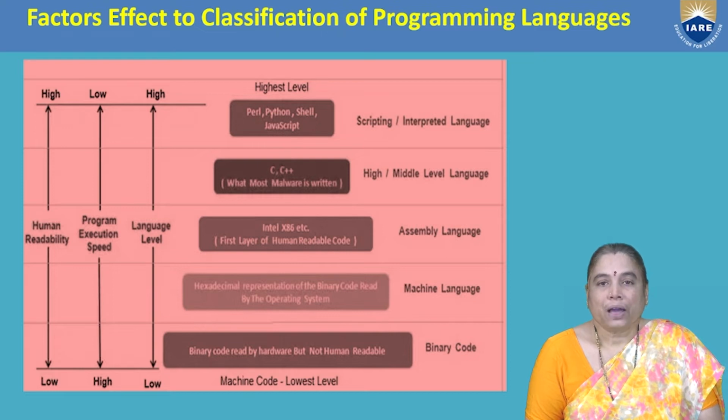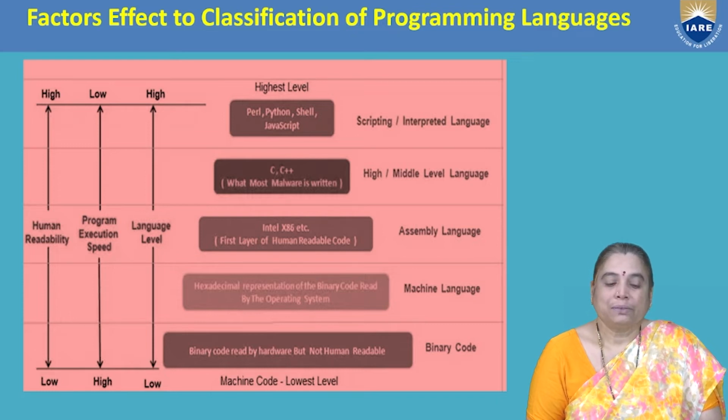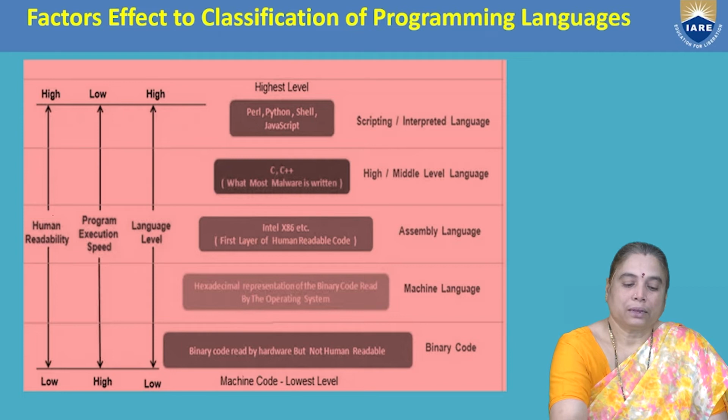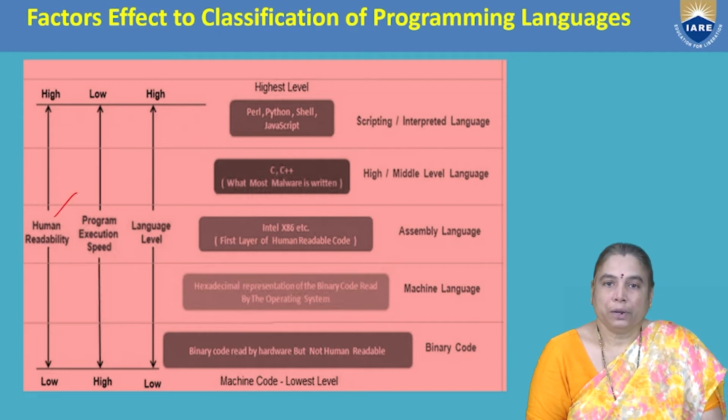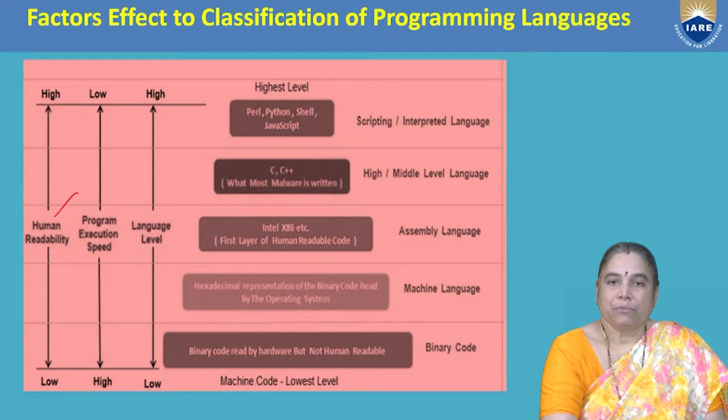What are the factors that can be considered for categorization of these levels of programming languages? Majorly, the parameter considered is human readability: how easily the user can understand, code, and debug. Based on human readability, the languages are categorized. This is the first parameter that can be considered for categorizing the languages.